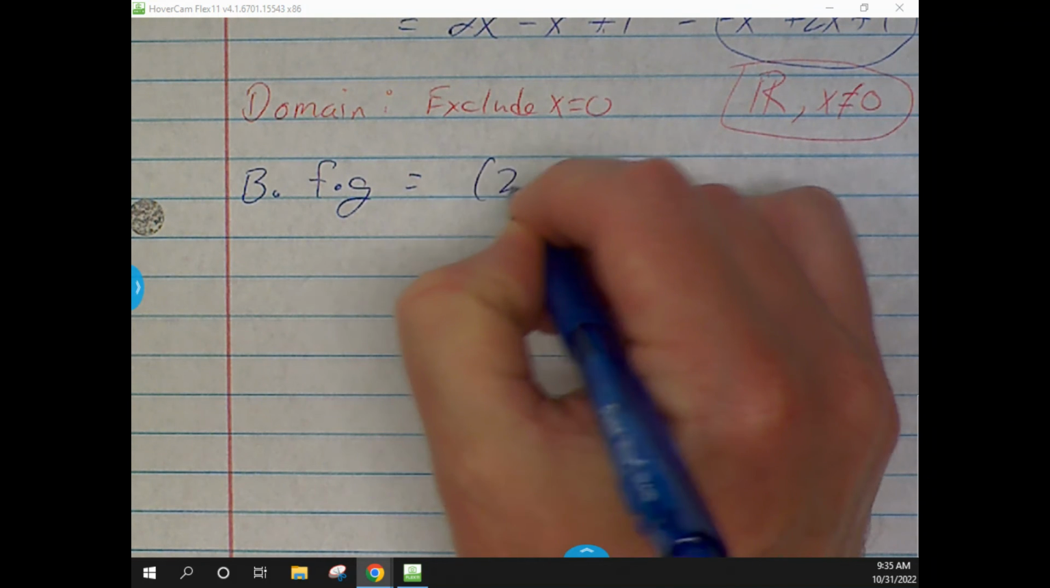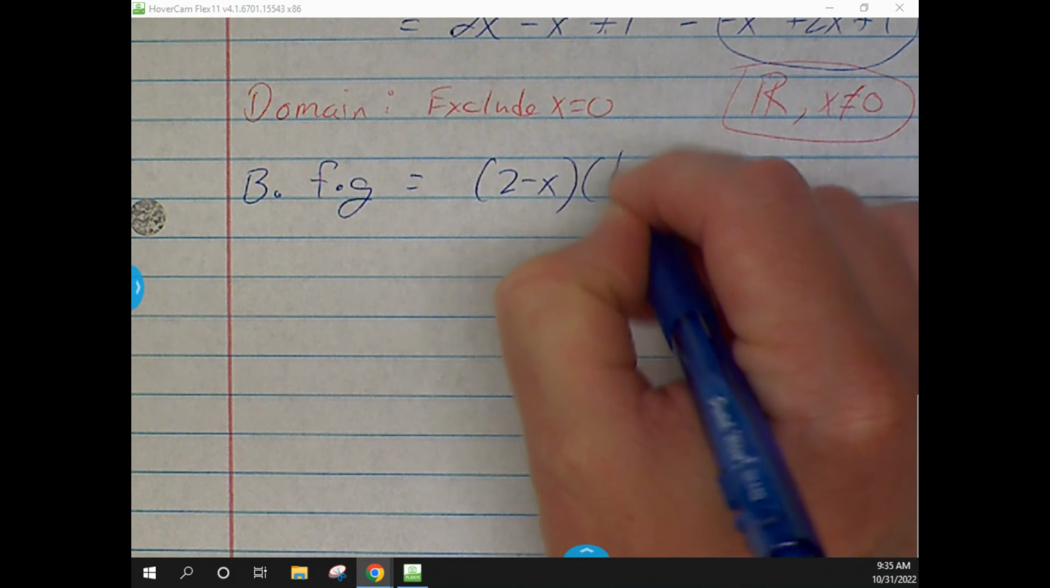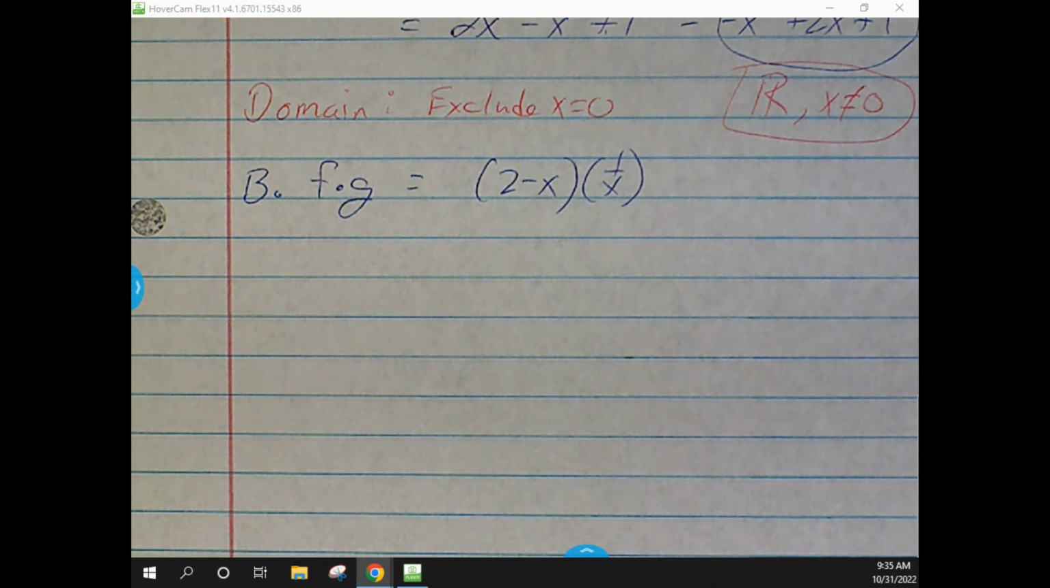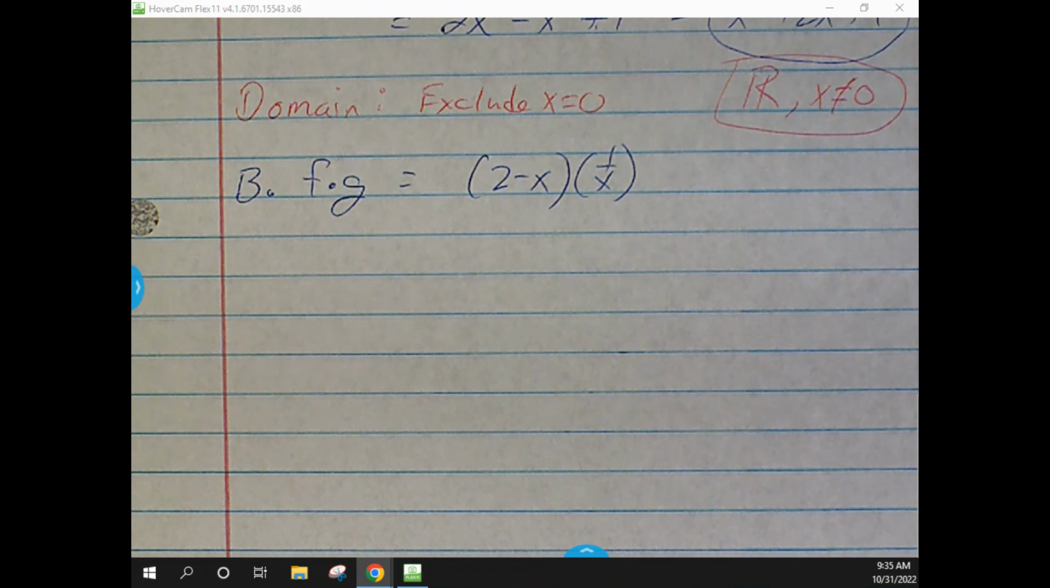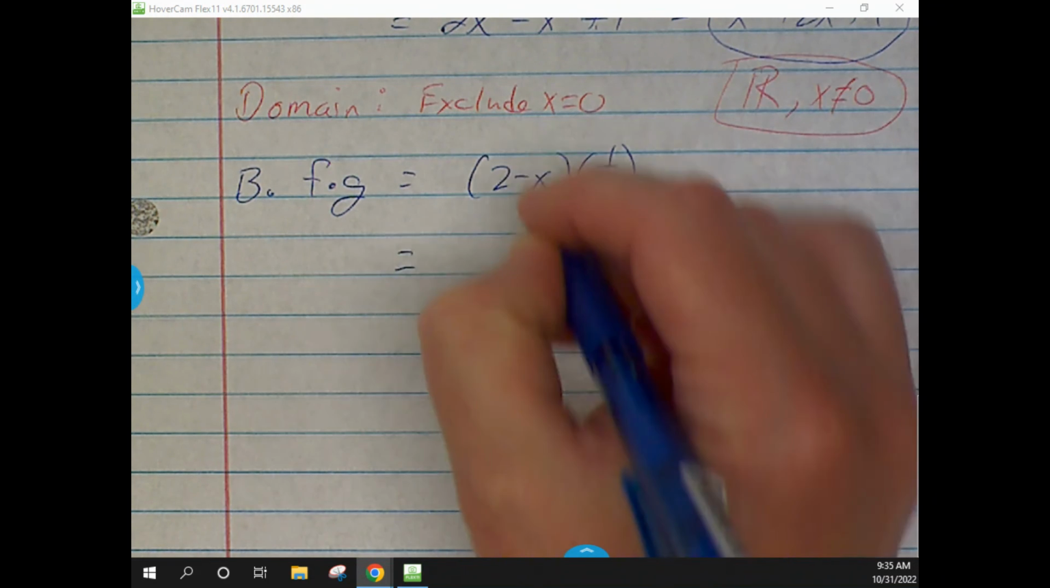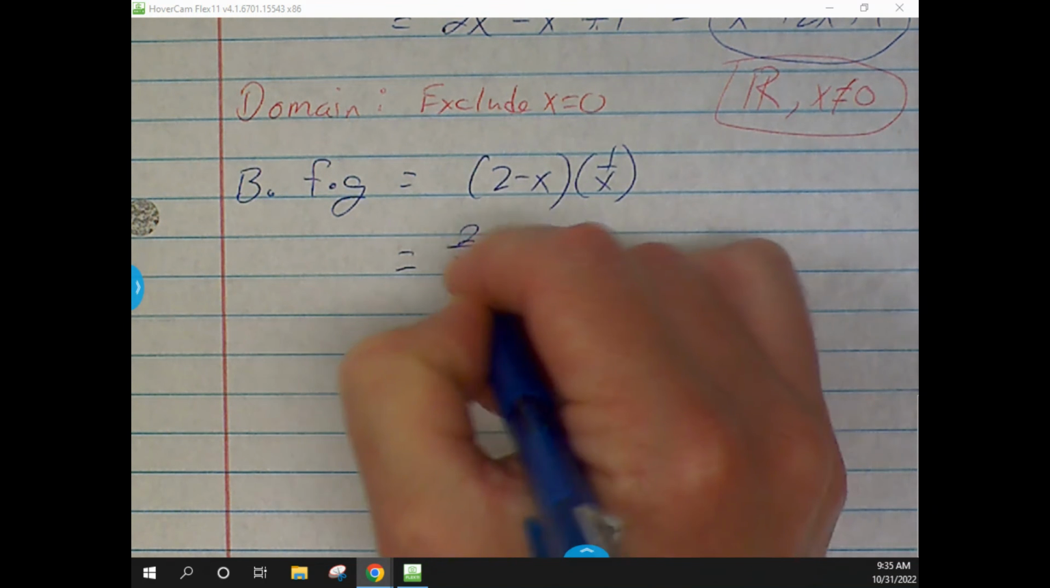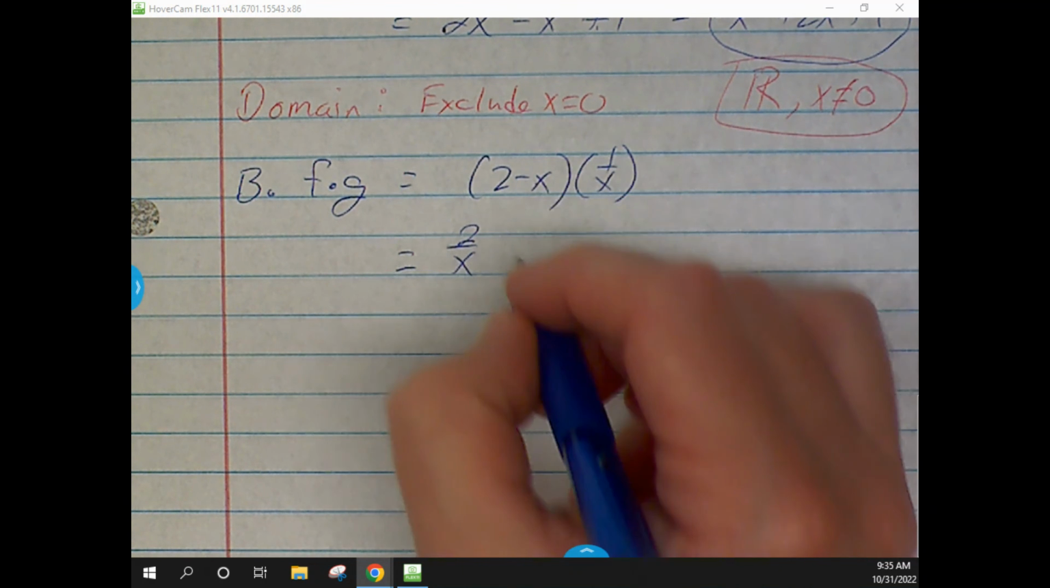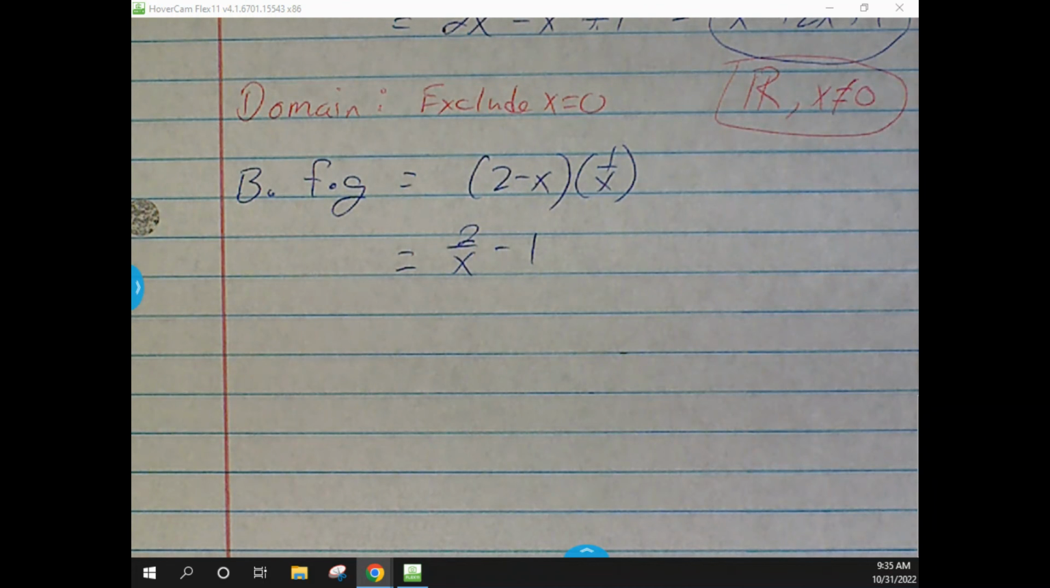All right, multiplication. We're doing 2 minus x times 1 over x. And in that case, it's not the full method, it's just the distributive property. So it's 2 times 1 over x, and then 1 over x times x, which would just make that a minus 1.